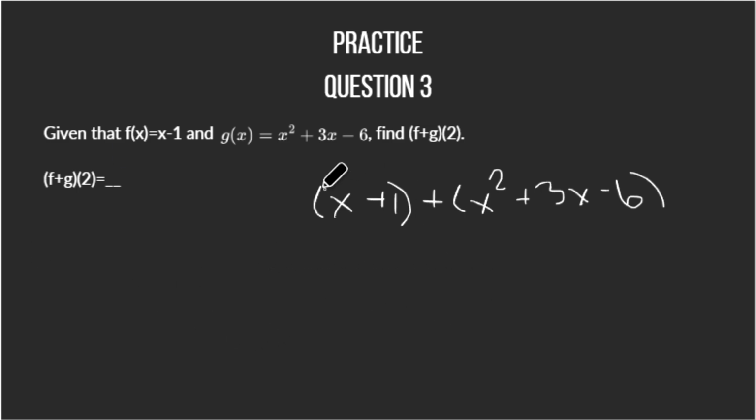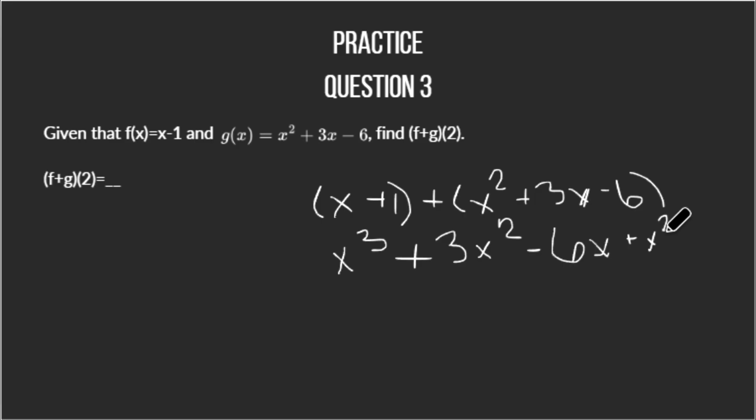Let's continue. Okay, x times x squared gives us x cubed. X times 3x gives us 3x squared. X times negative 6 gives us negative 6x. 1 times x squared gives us x squared. 1 times 3x gives us 3x. And 1 times negative 6 gives us negative 6. Now we need to combine like terms. We still have x cubed. We have 3x squared and x squared, so that's 4x squared.